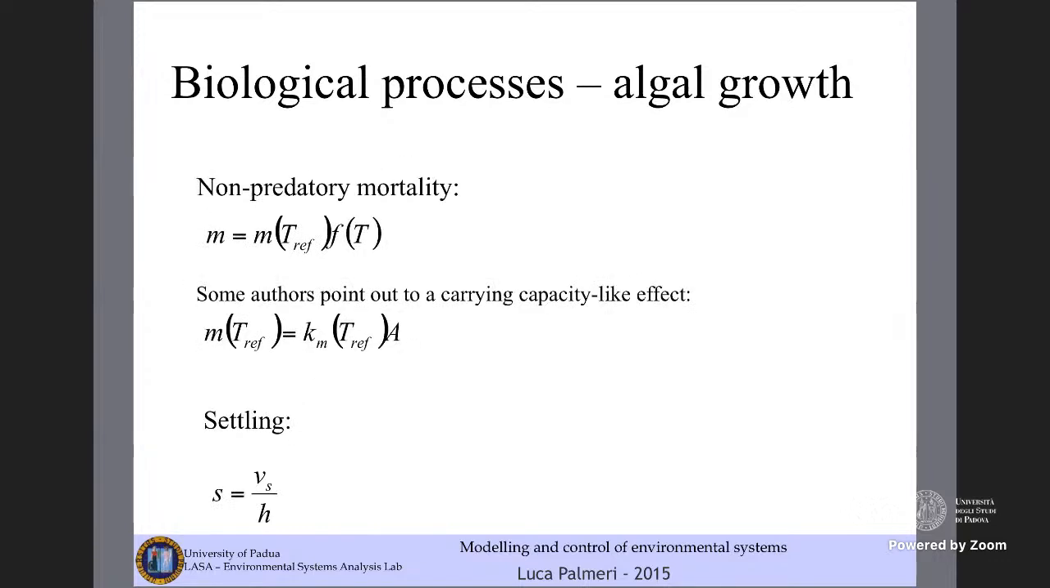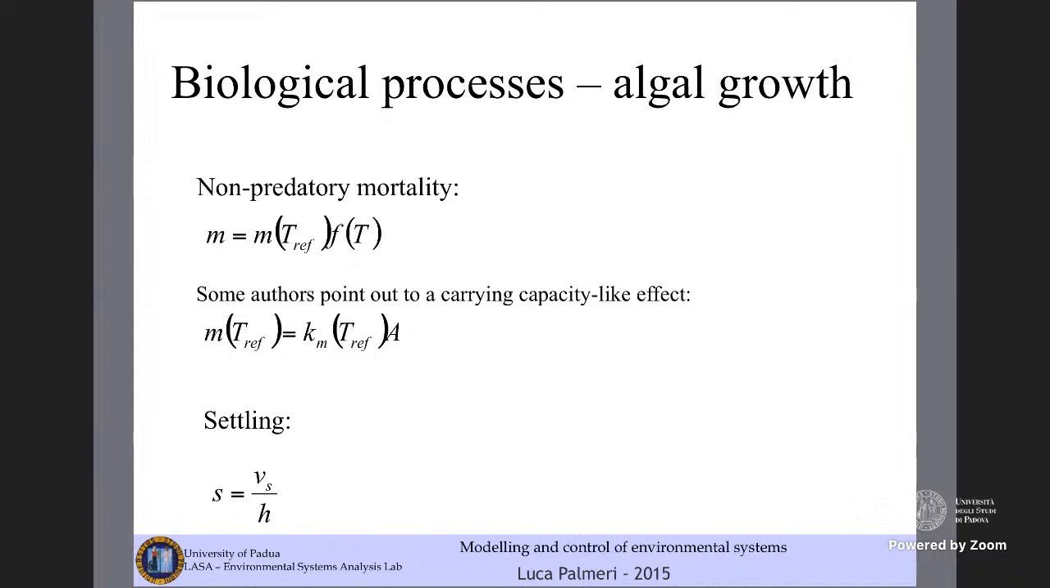Let's give a look at the term M, non-predatory mortality. We have to introduce this in order to distinguish it from the predatory mortality. Non-predatory mortality refers to mortality due to other causes that are not predation, like, for example, as I told you already, senescence or the presence of any sickness or the absence of some fundamental elements like proteins or the presence of toxicants and so on.